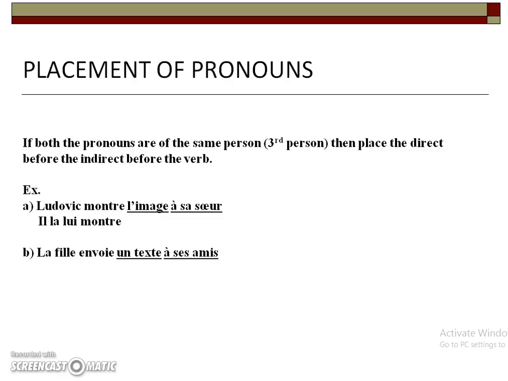Example number 2. The girl sends a text to her friends. She sends it to them. It would be replaced by le, as text is masculine, and to them would be replaced by leur. So your final answer would be elle le leur envoie. She sends it to them. The direct is placed before the indirect and the indirect before the verb.